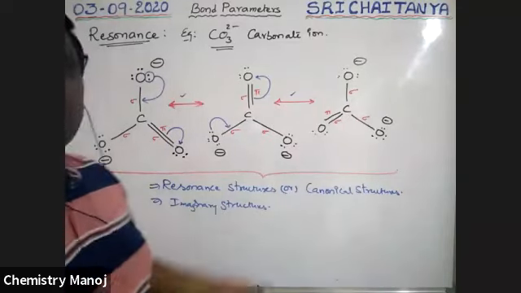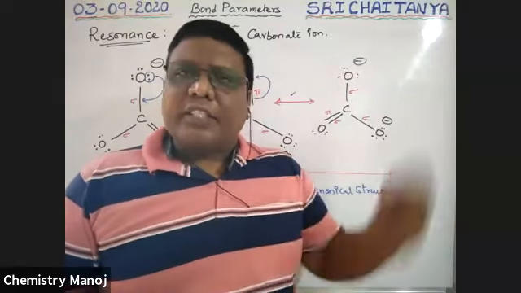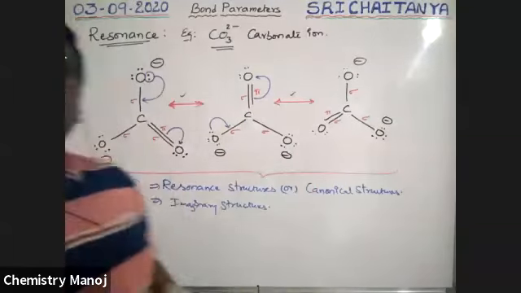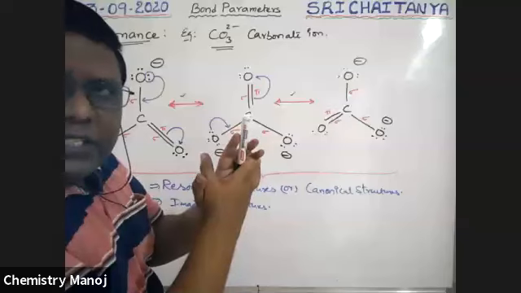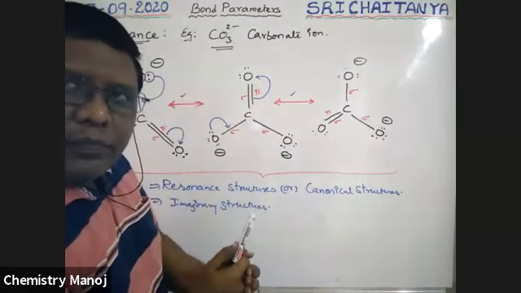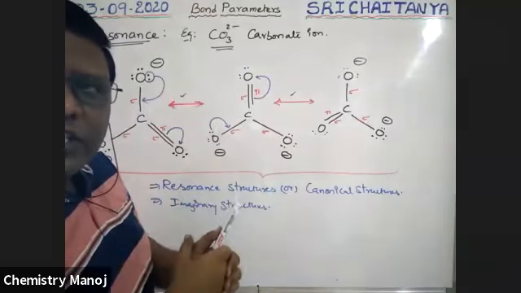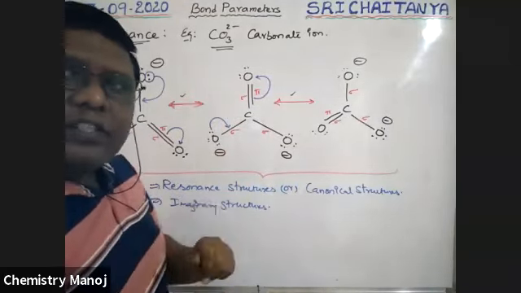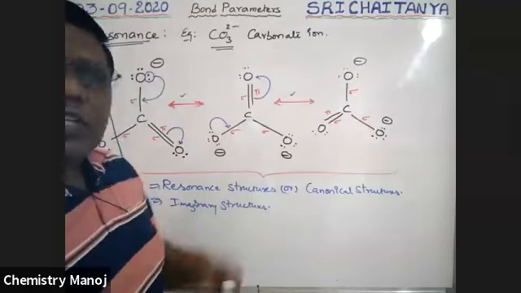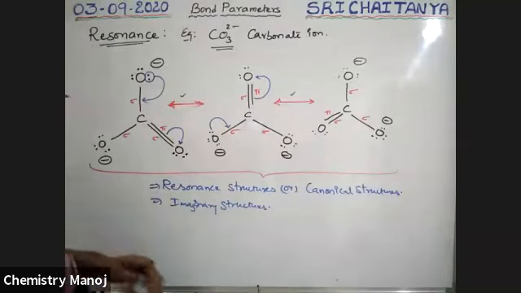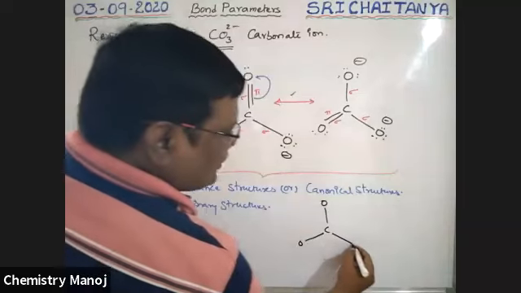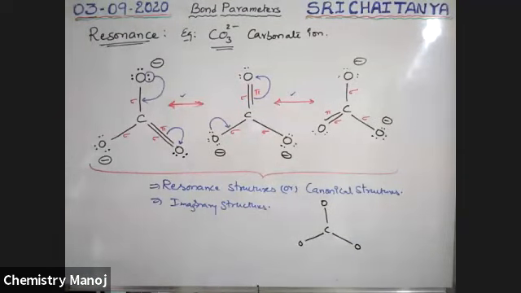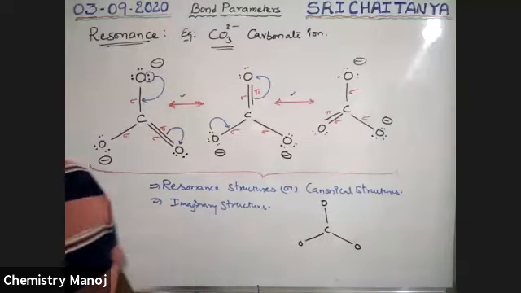Sir, which one is correct, sir? What is the structure of this CO3 2 minus, sir? See here, not this structure, not this structure, not this structure. The combination, mixing, of all these three resonance structures gives a new structure. That is the structure of this ion. See, boys, once again I am drawing. Carbon with oxygen, oxygen, oxygen. I am trying to draw the mixed structure.